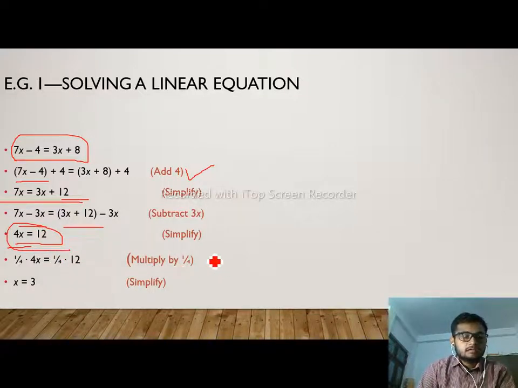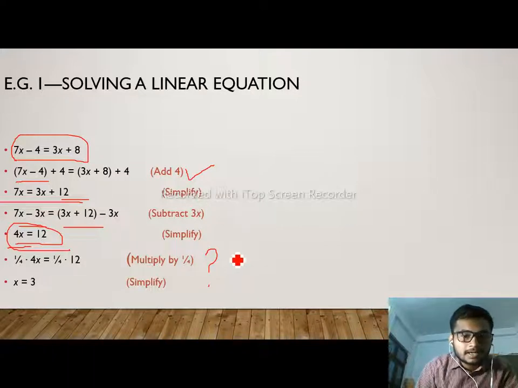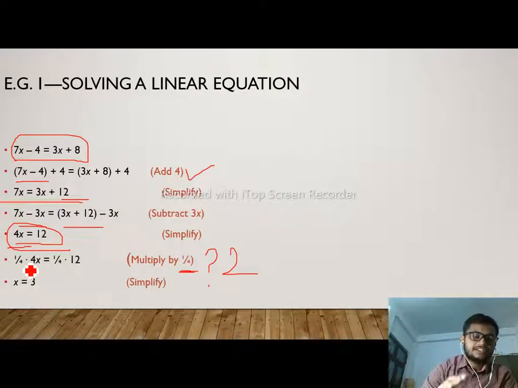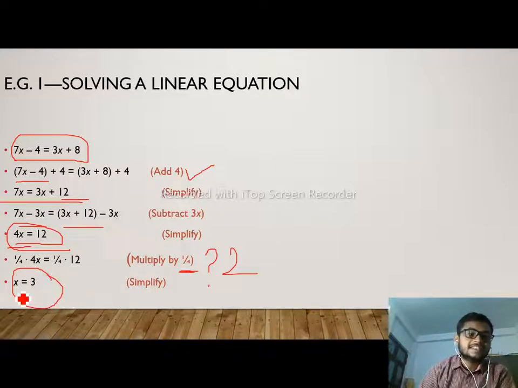Then which property have we used here? We have used property number 2, multiplying by a non-zero quantity. Here we are multiplying by 1 by 4, which is also known as a quarter. Multiplying 1 by 4 to LHS and RHS, we get x is equal to 3 as the answer, which is the unknown part of our equation.